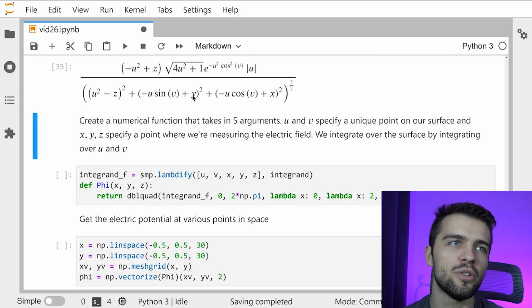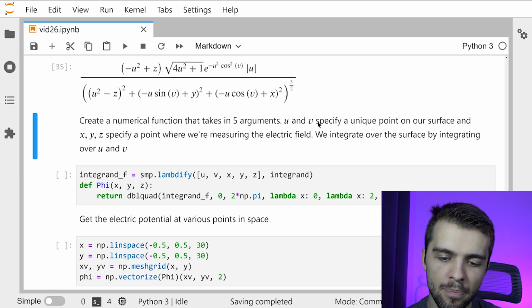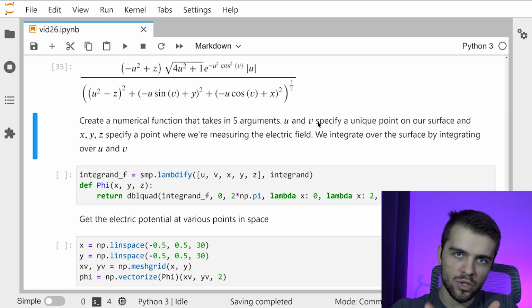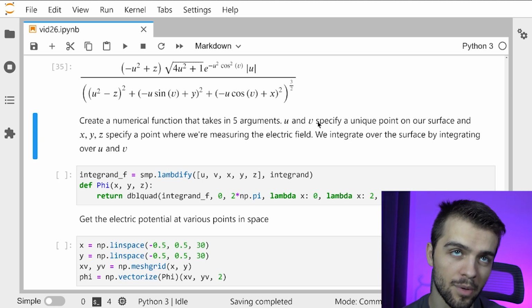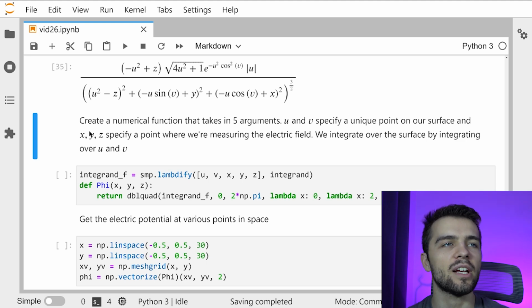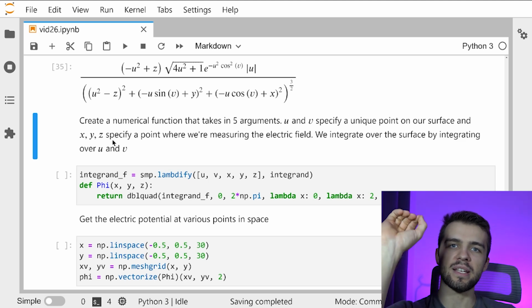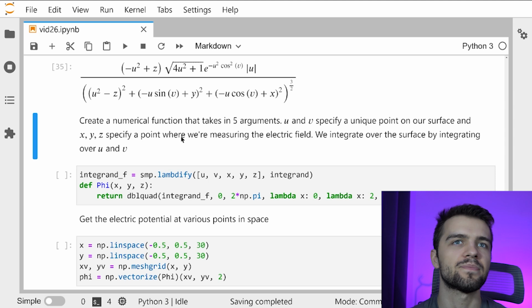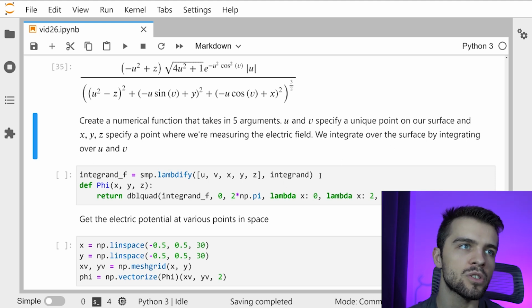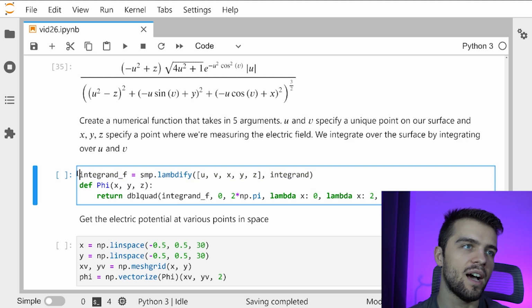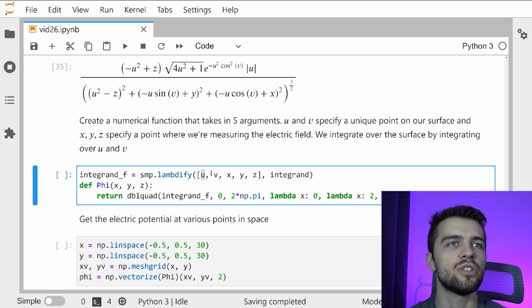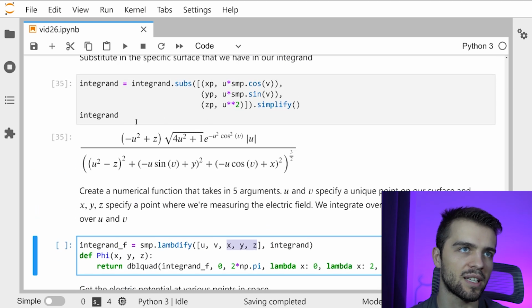So now I need to create a numerical function that takes in 5 arguments. U and v specify a unique point on the surface. So it's in 3D, but it's a 2-dimensional surface, so I only need 2 parameters, u and v. And x, y, and z specify the location in space that we're trying to find the potential. So we integrate over the surface by integrating over u and v. It's like before, except with t. I have integrand f, which is my integrand function. It takes in u, v, x, y, and z, which is exactly this here.